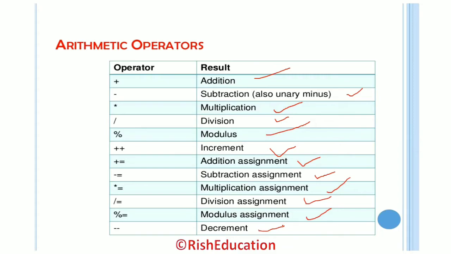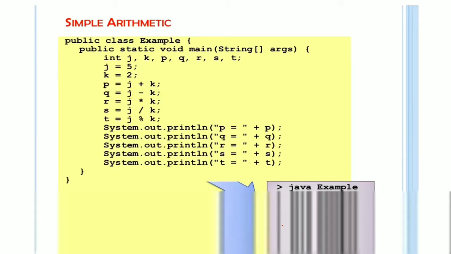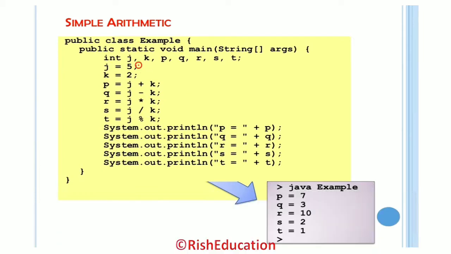Here is a simple arithmetic example. In this example we declared different variables as integer type, and used some arithmetic operators such as addition, subtraction, multiplication, division, and modulus. So this is a simple arithmetic example.